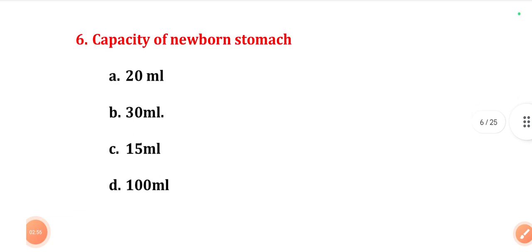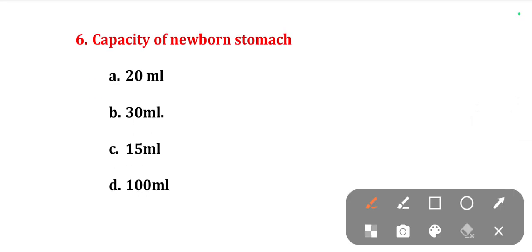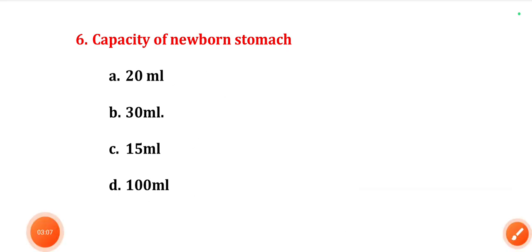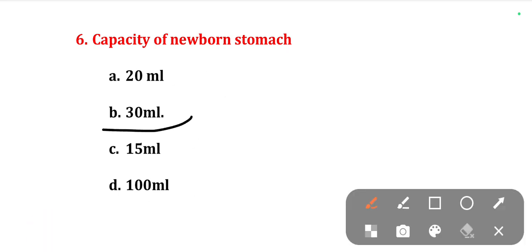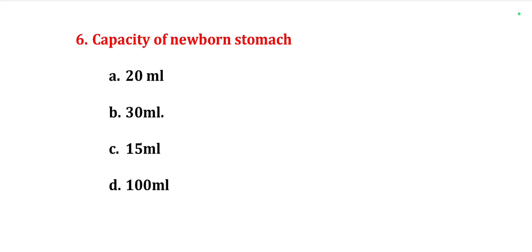The next one is the capacity of the newborn stomach. The options are 20 ml, 30 ml, 15 ml, 100 ml. The right one is 30 ml. So 30 ml is the normal capacity of a newborn baby's stomach.